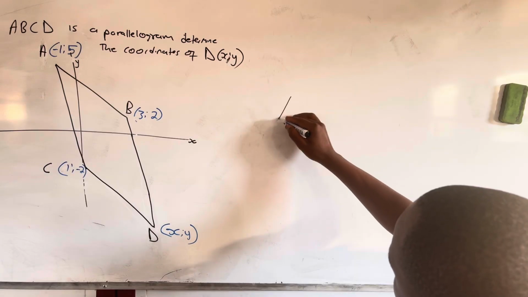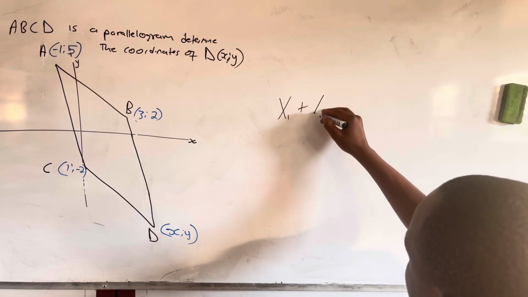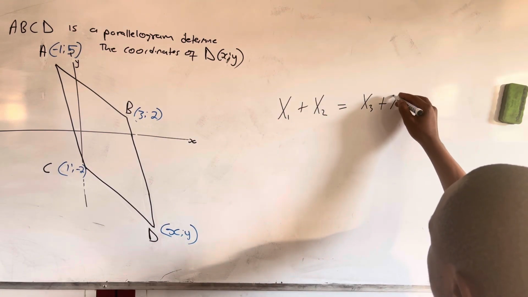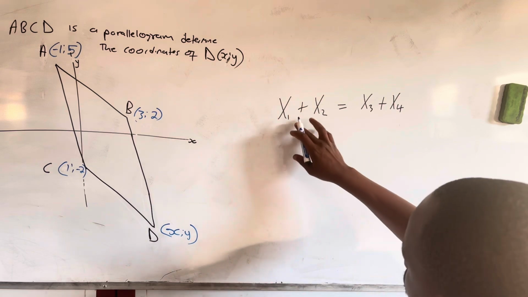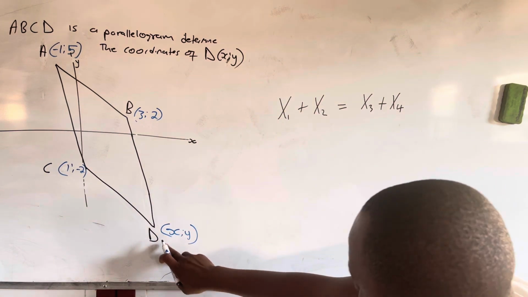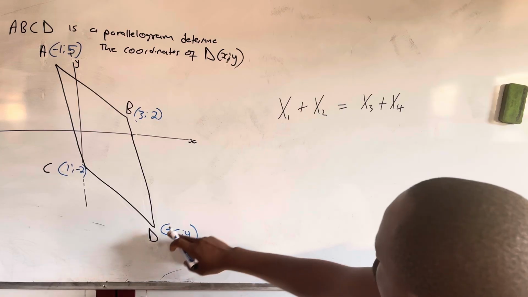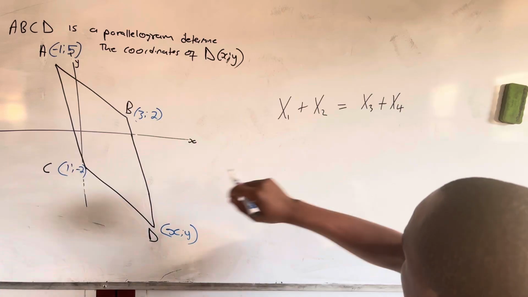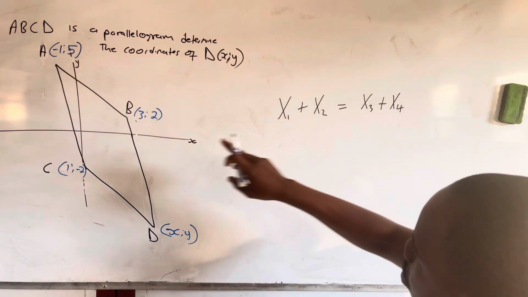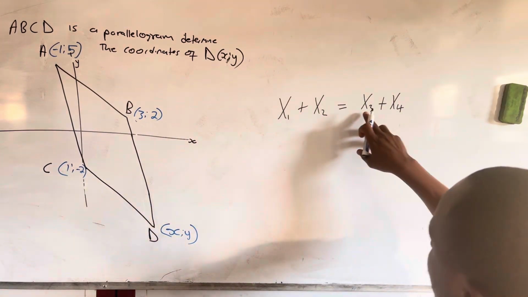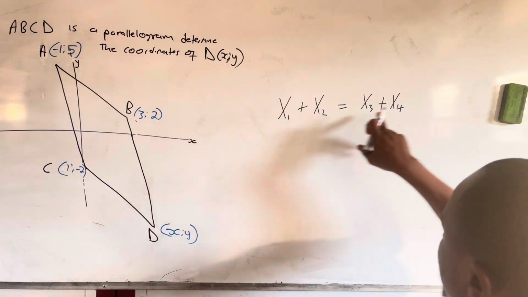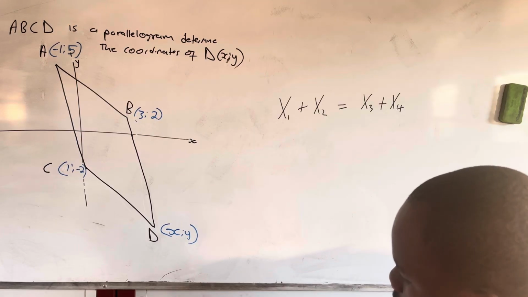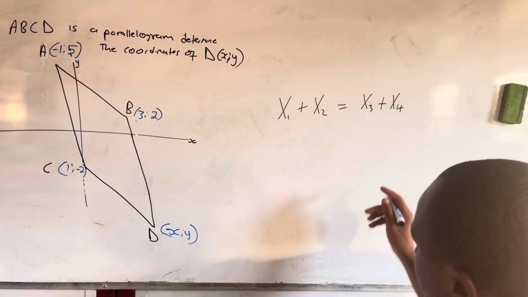So you are going to say x1 plus x2 is equal to x3 plus x4. Make sure that whenever your x1 is this x, it means your x2 must be at A, okay? And then your x3 can be B or C, but make sure that if your x3 is B, it means x4 must be at C, okay? I hope you understand what I was trying to deliver in this case.